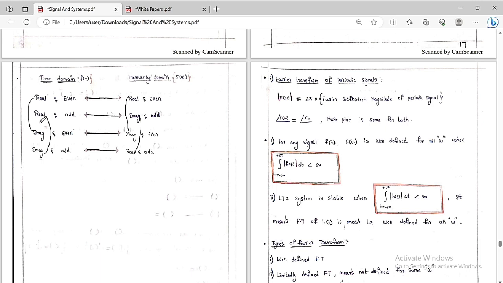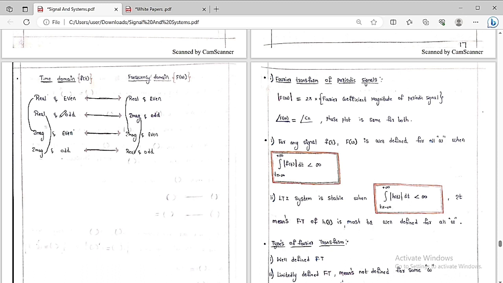Suppose f of t is real and also odd in nature, then f of omega is purely imaginary with odd nature. So now replace real by imaginary, and replace imaginary by real. The remaining things are the same, even, odd. So finally I can say, in the time domain, if f of t is a real signal as well as even in nature, then f of omega is also purely real with even nature.